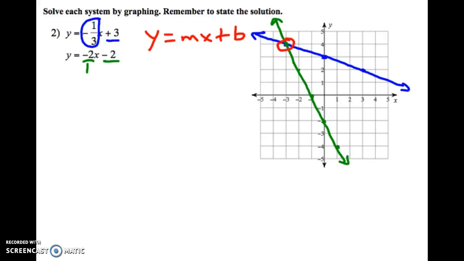Find the point where two graphs are crossing. The coordinates in this case, the x is at -3, and the y looks like it's at 4. So our solution point is going to be at -3, 4.